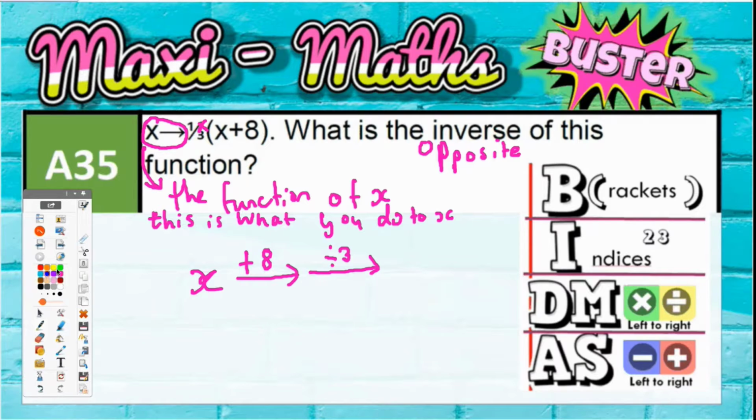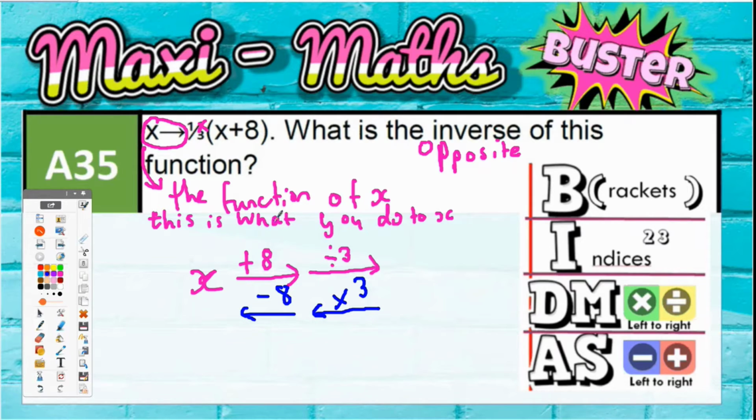Now, it's not like an equation where you've got equals a number on the end, like equals 56 or whatever. There is no equals a number on the end, so we do not have a number popping out the other end. We normally have a number popping out the other end there. We haven't got that this time because it's not solving the equation. So all we do is reverse it backwards. Opposite of divide 3 is times 3. Opposite of add 8 is take away 8.